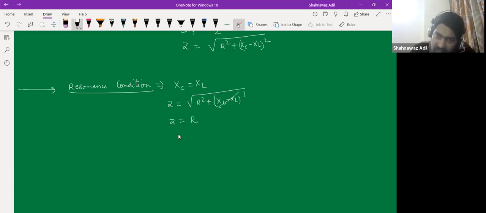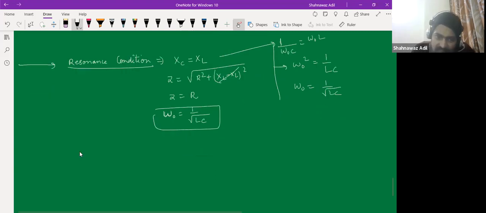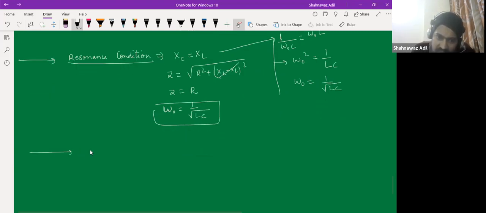The frequency that you will get is called the resonating frequency. XC is 1 by omega naught C and XL is omega naught L. If we solve this, we get omega naught square as 1 by LC, so omega naught would be 1 over root LC. So this is the resonant condition. And then we have the quality factor as well.